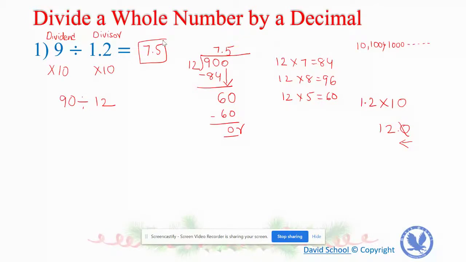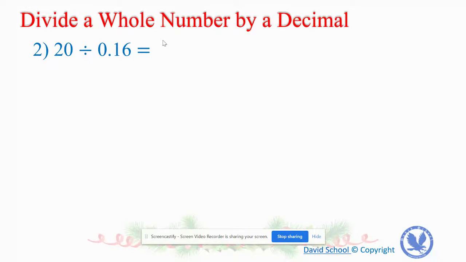Now we'll see the next model. 20 divided by 0 and 16 hundredths. Here we have to divide a whole number by a decimal, right? First, I have to change the decimal into a whole number. For that, we multiply the divisor 0 and 16 hundredths by 100. Why? Because after the decimal there are two digits. That is why I'm multiplying by 100.